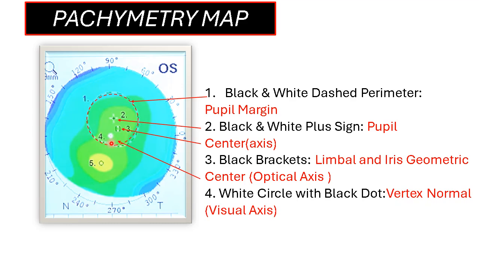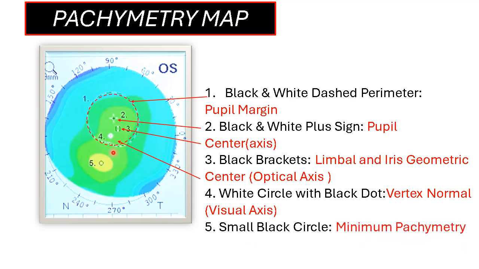This is the location of the visual axis, and this is also called the corneal vertex, assuming that the corneal apex corresponds to the visual axis. So this is the location of the visual axis or the corneal vertex. The point that you can see down here is the location of the thinnest point of the cornea. So when you find this circle, this indicates that this is the thinnest point of the cornea.